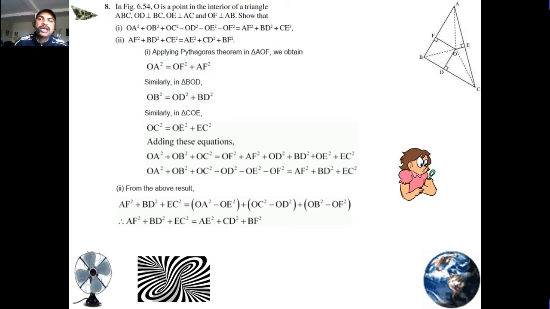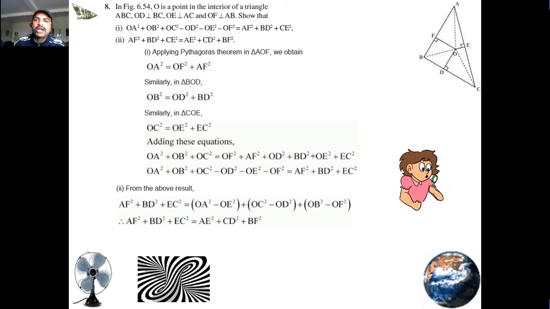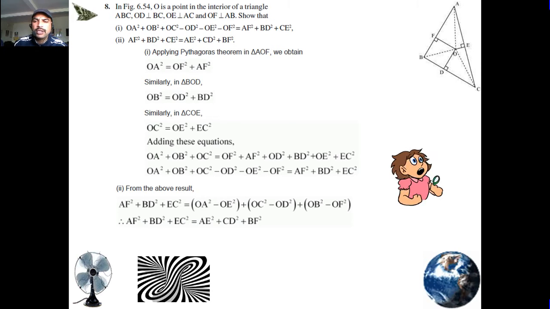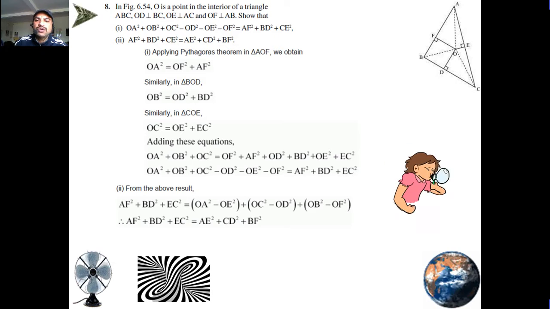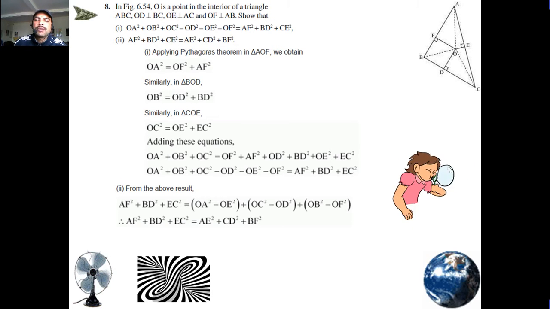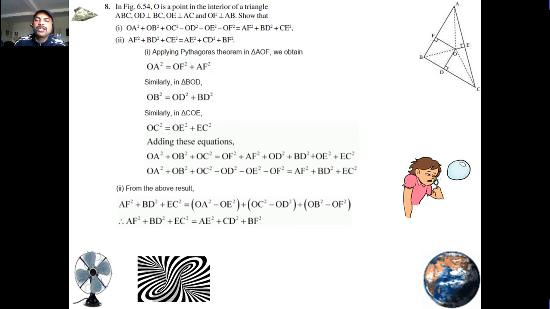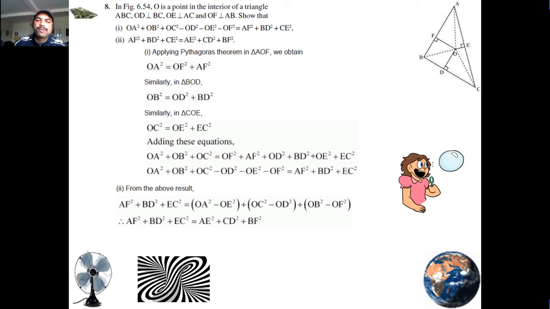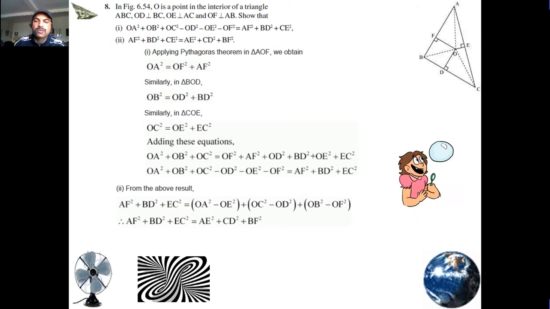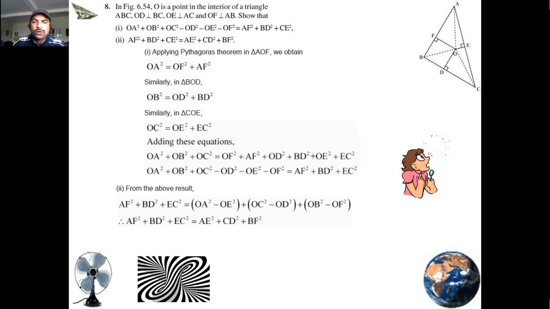Applying Pythagoras theorem in triangle AOF, we obtain OA square is equal to OF square plus AF square. Similarly, in triangle BOD, OB square is equal to OD square plus BD square. Similarly, in triangle COE, OC square is equal to OE square plus EC square. Adding these equations, OA square plus OB square plus OC square is equal to OF square plus AF square plus OD square plus BD square plus OE square plus EC square.